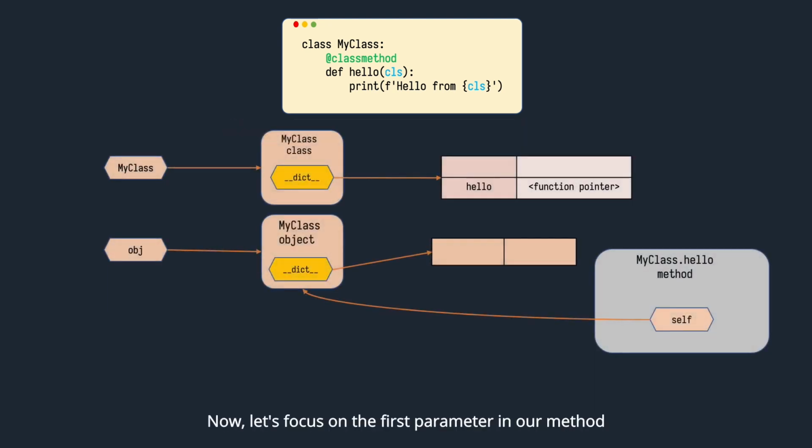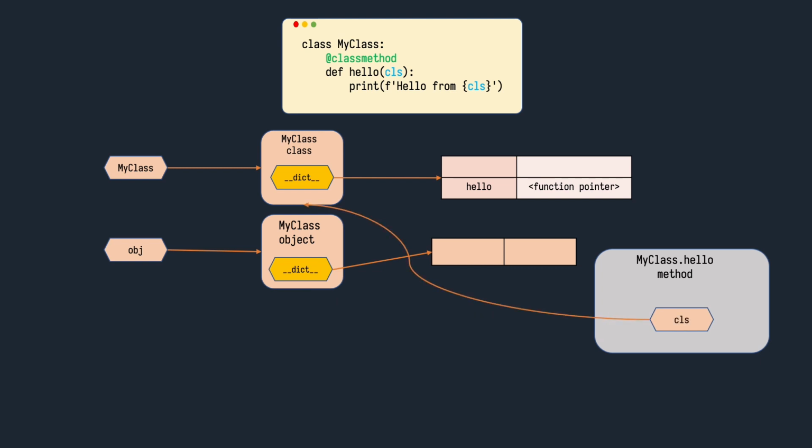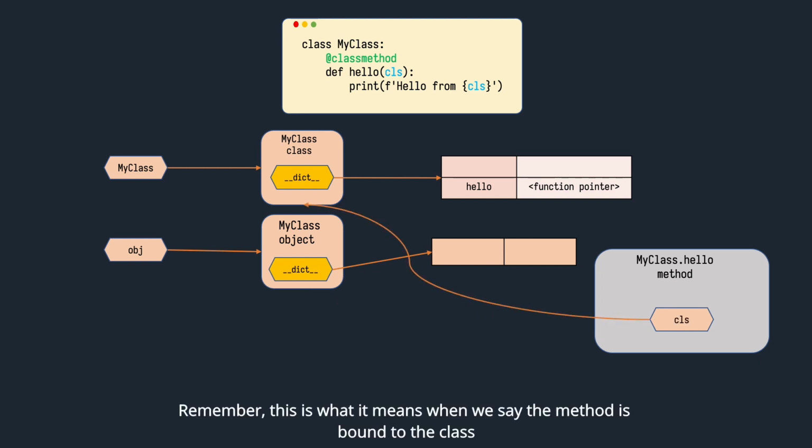Now, let's focus on the first parameter in our method. Just like an object gets injected as the first argument for bound methods, Python injects a reference to the class as the first argument for a class method. Remember, this is what it means when we say the method is bound to the class.